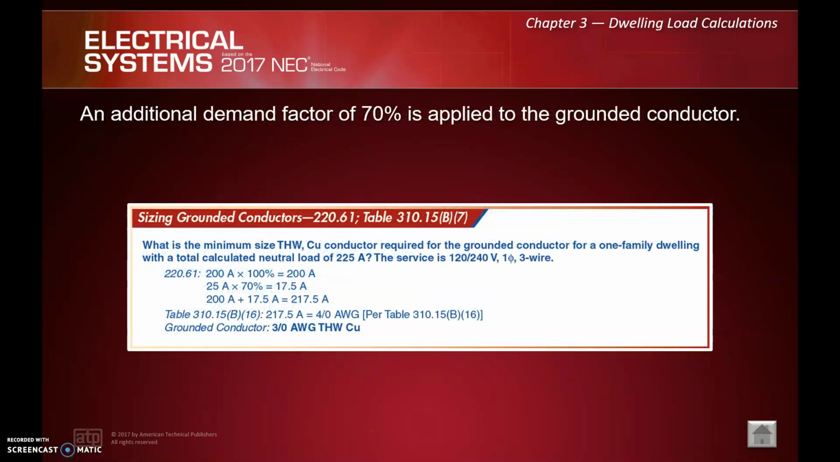And then once more, they're going to remind us here, we are permitted to reduce the grounded conductor by 70%. There again, that's not something we see very often. Again, if you're doing a service entrance cable install, that's not really a factor or an option regardless.